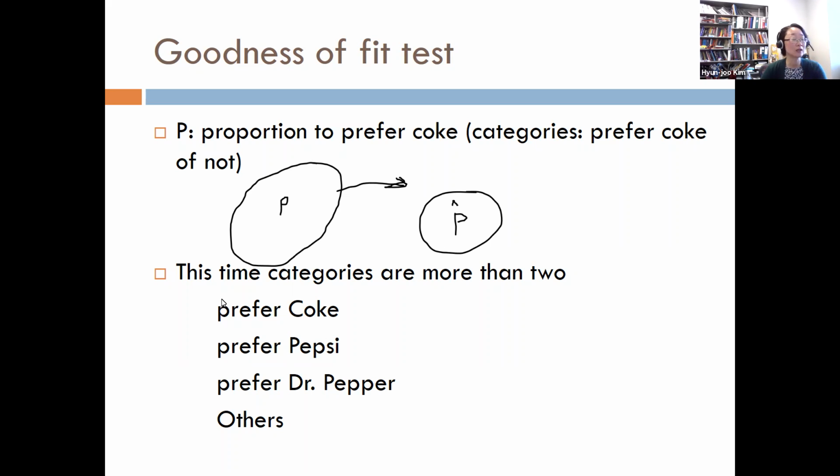The goodness of fit test can deal with the cases where you have more than two categories. So for example, in our case, it can be prefer Coke, prefer Pepsi, prefer Dr Pepper, and others, or even more categories we can deal with.